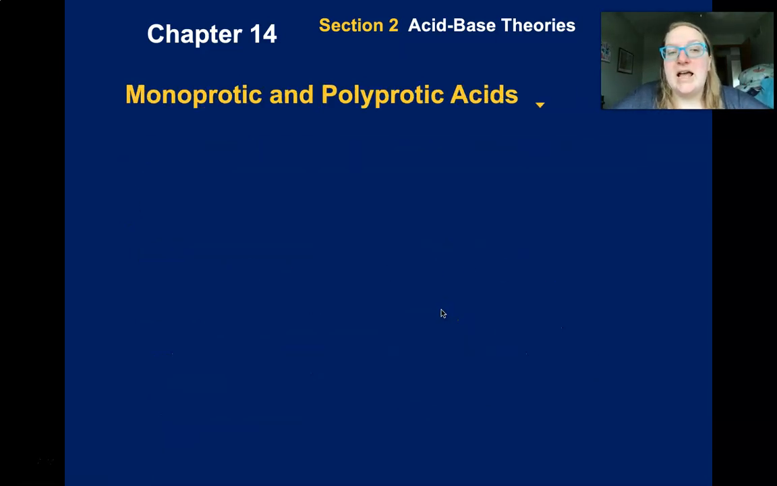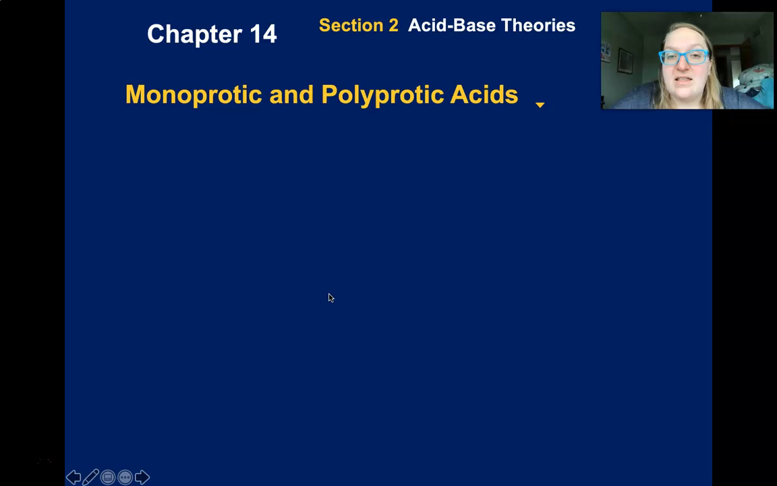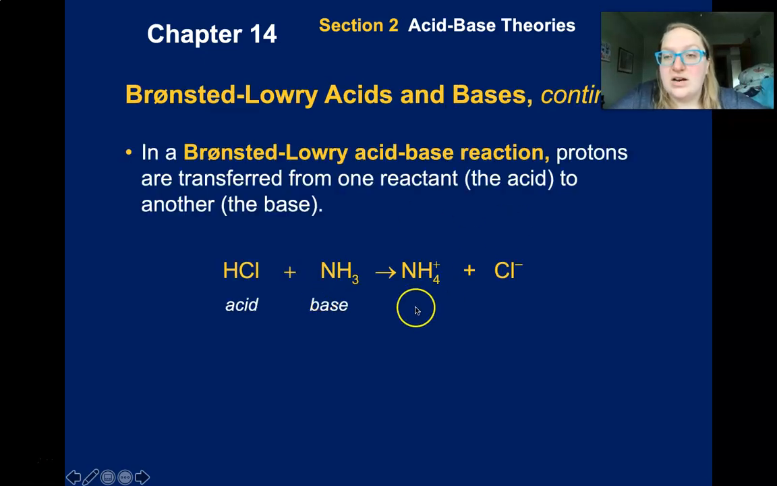In a Bronsted-Lowry acid-base reaction, what we're going to see is we can define something as an acid and a base. By defining that, on the right side of the equation, we can also see where the proton goes and where the proton leaves, right? So we saw that the chlorine lost its proton, and we saw the NH3 gained that proton.